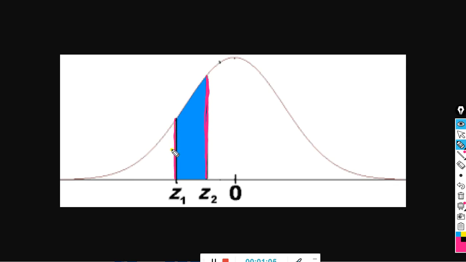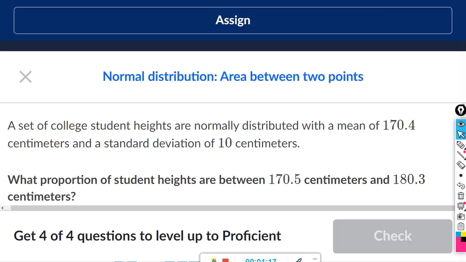You have to look on the table. So basically, we're subtracting this area from this entire area right here. And that's how you get the area in between. Okay, so for these, you're going to have to calculate a z-score twice.